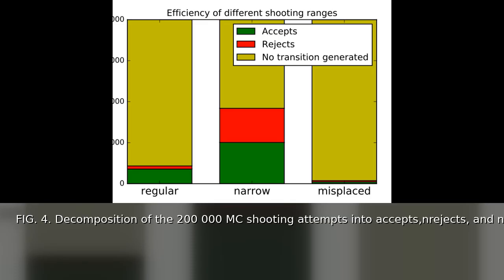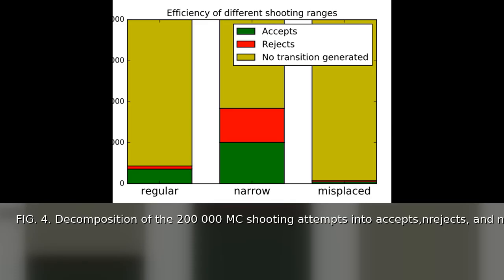The figure reveals that a misplaced shooting range can significantly impair efficiency by increasing the frequency of rejections or failed transition generations. To mitigate this problem, the authors developed an adaptive algorithm that iteratively optimizes the shooting range location.